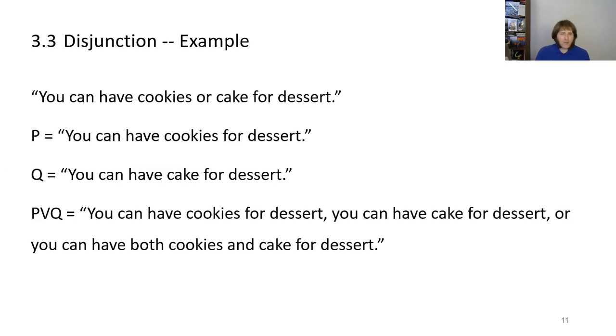So this is really just how disjunction works. We've got disjuncts, separate simple statements or other complex statements. The disjunction is just saying at least one of them is true.